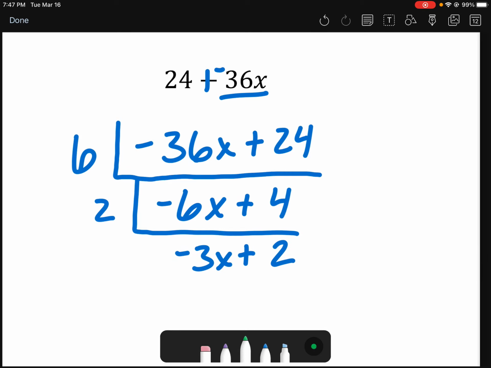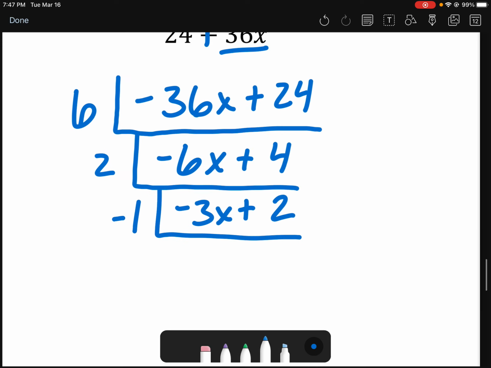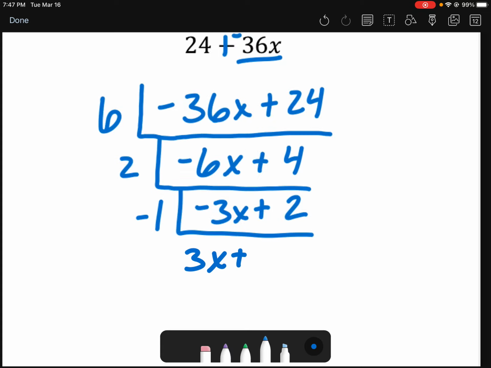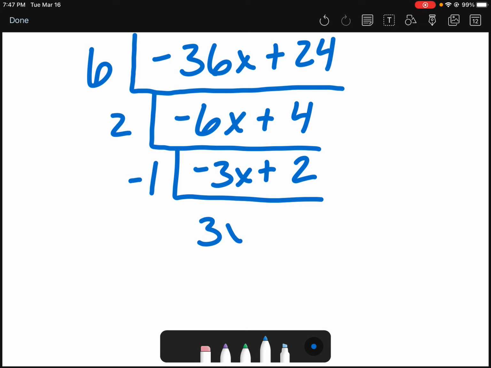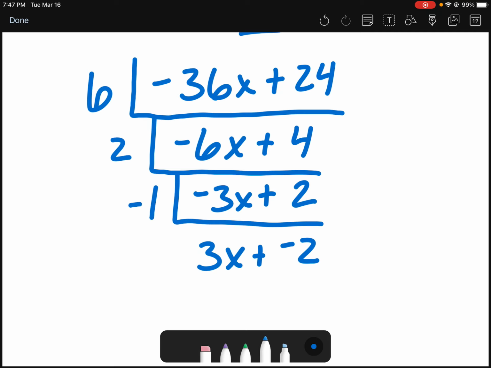Now with these guys, my x term cannot be negative. So we do also have to take out a negative 1. Now when we do that, we're just taking the opposite of everything else. So this negative 3x turns into 3x. And this positive 2 turns to a -2. So now my x term is positive. I'm good there. There's nothing else I can pull out from 3 and -2.